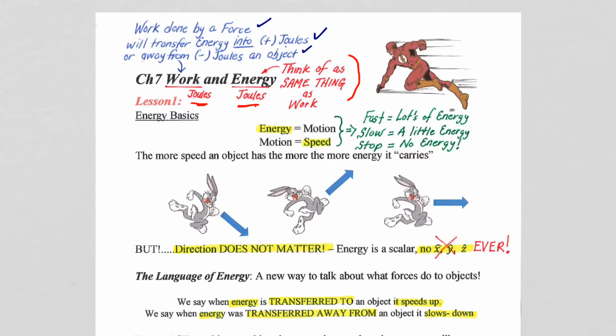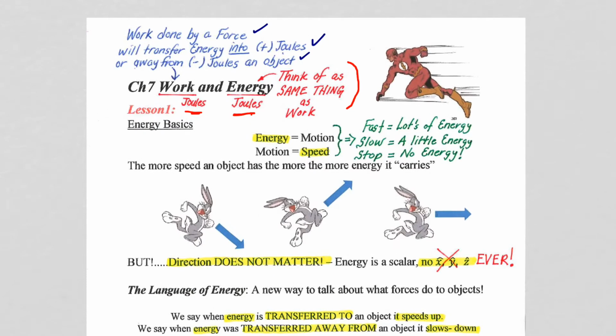Now, that's how to think about work: work as energy, joules, forces transfer energy. Well, then what is energy? Energy is motion, and motion is speed. So hopefully you have your highlighter pen ready to highlight energy and speed. If something is moving fast, we say it has a lot of energy, and we'll be able to calculate exactly how many joules of energy it has once we get our equations.